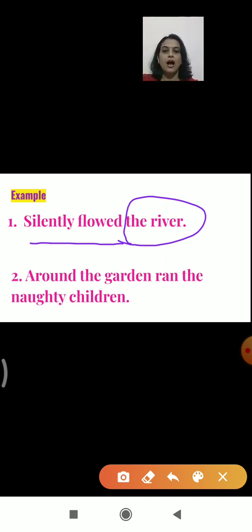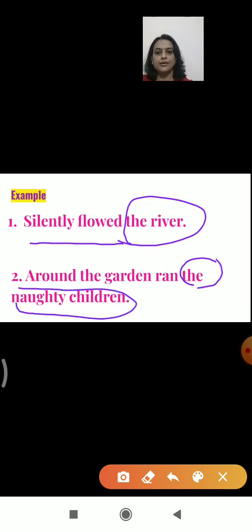Second one. Around the garden ran the naughty children. Now, what are we talking about? Are we talking about the garden or about the naughty children? Yes, we are talking about the naughty children, right? So, the naughty children will become the subject and around the garden ran will become the predicate.